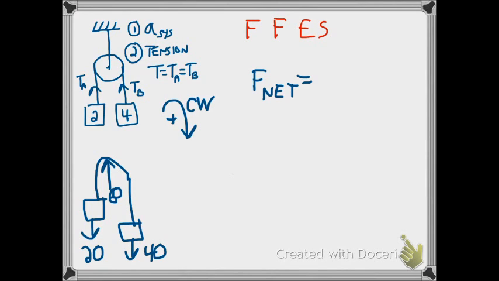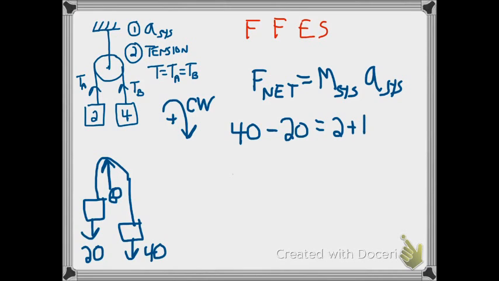So our equation is F net equals MA, but because it's a system, we're going to use the system for both M and for A. So when we get F net, we get it from the diagram. 40 is going with our frame, so it's positive. 20 is going against, it's negative. The difference between the two equals our mass, which is going to be 6 times the acceleration of the system.